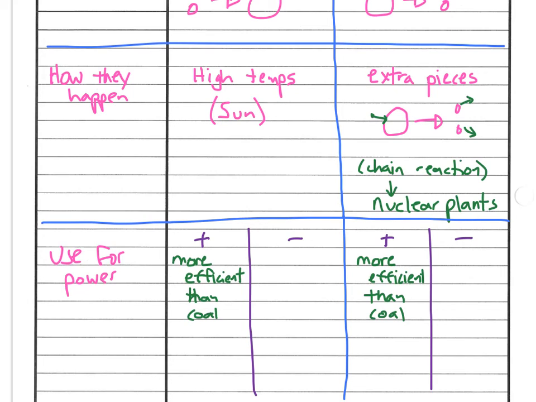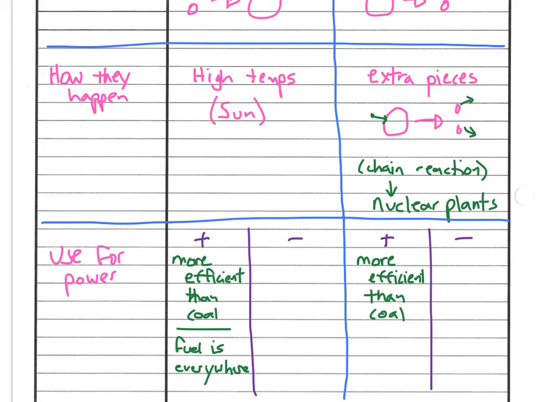Another advantage of fusion, but not fission, is that the fuel is everywhere. The fuel that we would use for a fusion reactor would be hydrogen, and hydrogen is literally everywhere in the universe. So even if we used this as power in a spaceship, when a spaceship gets somewhere and it runs out of power, it can just get some more hydrogen and keep on going. So that fuel is everywhere.